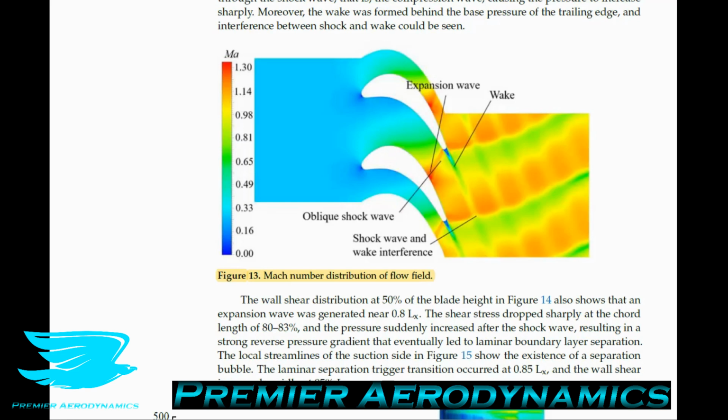When the air flowed over the suction surface, it first passed through the expansion wave, which caused the pressure here to drop sharply. Then it passed through the shock wave, that is the compression wave, causing the pressure to increase sharply. Moreover, the wake was formed behind the base pressure of the trailing edge, and interference between the shock waves could be seen. So in this CFD in figure 13, you can see all these different variations in color. That's the shocks interacting and creating this pattern.